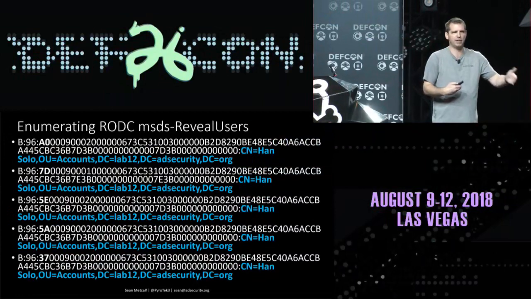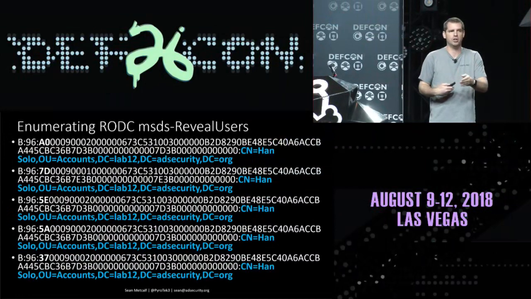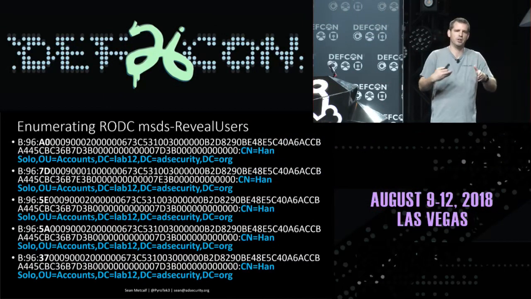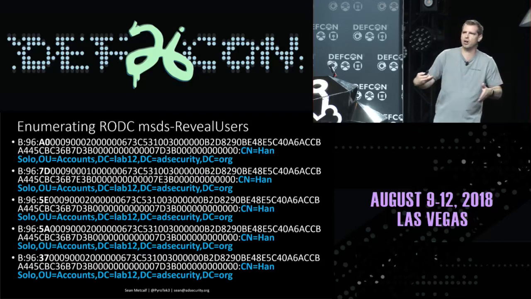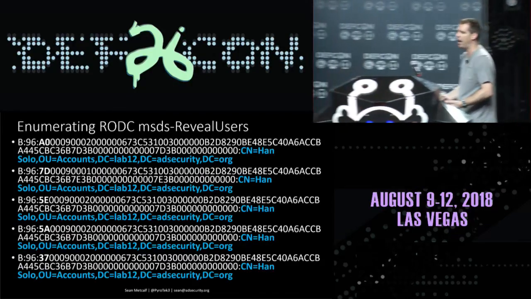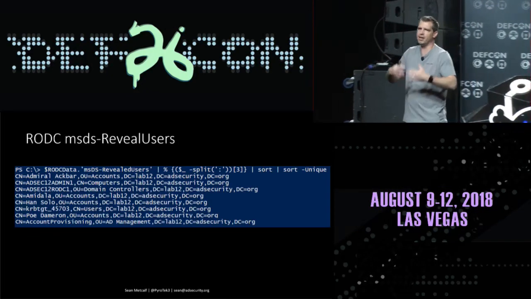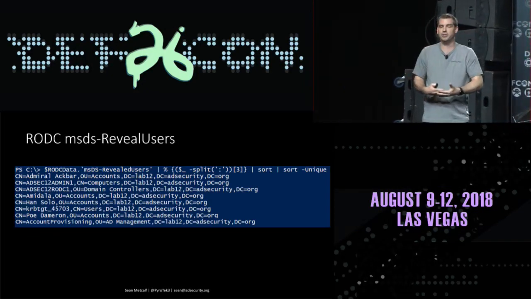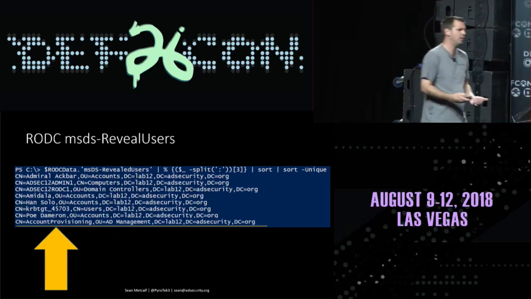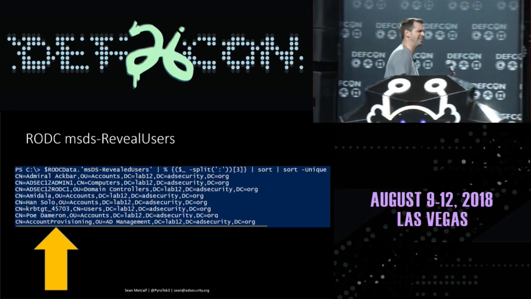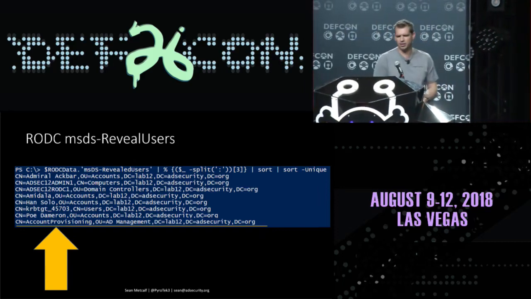So we can see that there is a password hash version. And so the read-only will update the password that it has every time that user logs on if it needs to make sure it has the current password for that user. So we can use PowerShell and break this down and identify all of the unique accounts that are on this read-only domain controller. And one of them is pretty interesting because it's account provisioning. Well, that sounds like an account that could have some rights. So let's take a look at that.